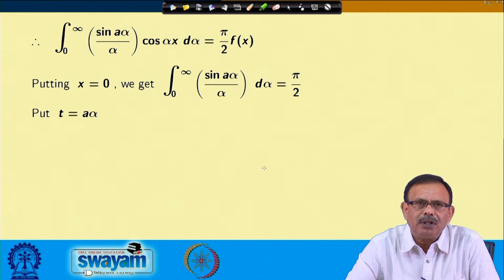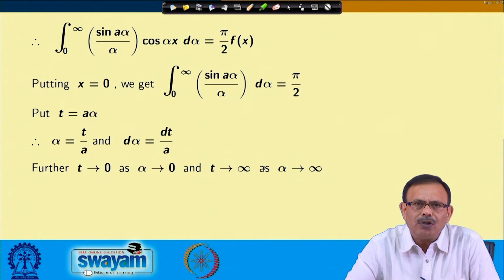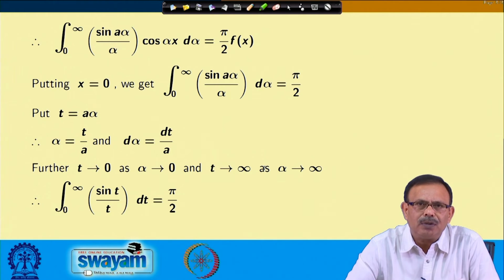So, I am substituting t equals aα, so that dα I can obtain. Also, the limit of t will be from 0 to infinity, because as α approaches 0, t approaches 0, and α approaches infinity means t approaches infinity. So, from here you can tell the integral from 0 to infinity of sin t by t dt equals π/2. So, this completes the proof of the example.